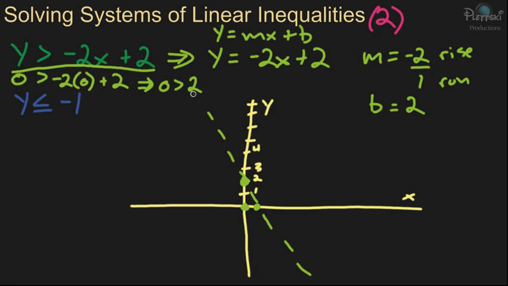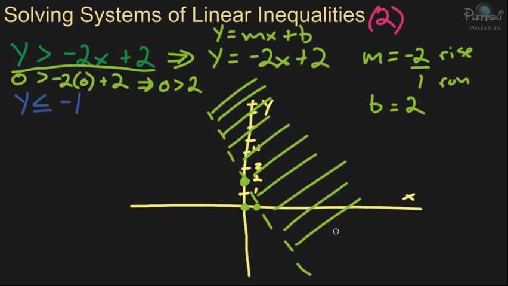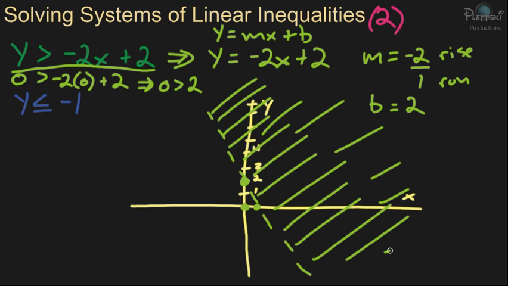Is that true? Well, no, it's not. 0 is not greater than 2. 0 is less than 2. So this point is not part of the solution as well. The line's not part of the solution, and that point's not part of the solution. So what is part of the solution is everything on the opposite side of that line. So everything over here, and it keeps going. Everything over here. Okay, so that's the first inequality.